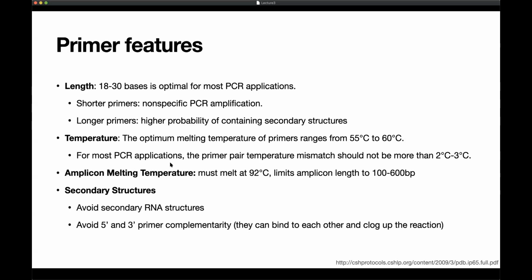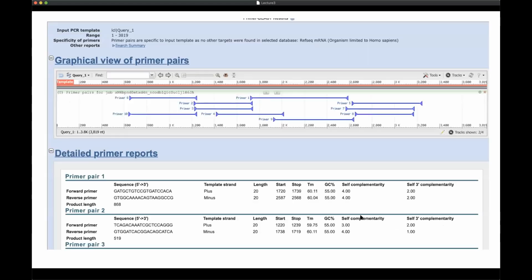Amplicon melting temperature. Once you've made your DNA copy, you have to denature it to go into the next cycle. So they must melt at 92 degrees Celsius, which limits the amplicon length to about 600 base pair. So it's actually difficult to amplify something that's outside that range. And primers should also avoid secondary structures like 5' and 3' complementarity, so they can't bind to each other and clog up the reaction.